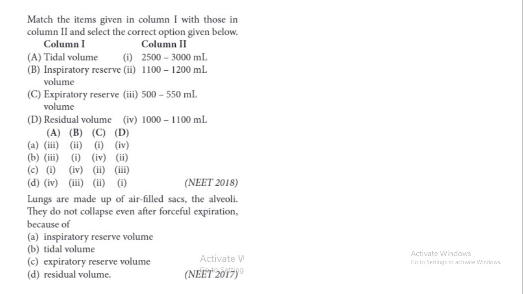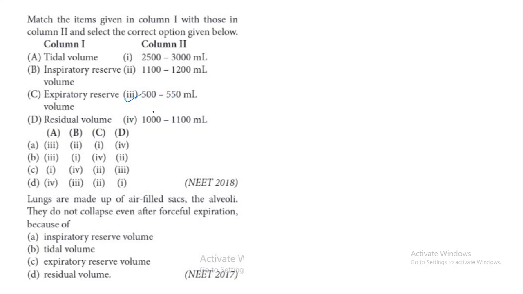Alright, so here they have given: match the items given in column 1 with those in column 2 and select the correct option given below. So what is tidal volume? We know that tidal volume is the normal air that we breathe during every inspiration and expiration. That is around 500 to 550 ml per breath. So we breathe in half a liter of air and leave out half a liter of air.